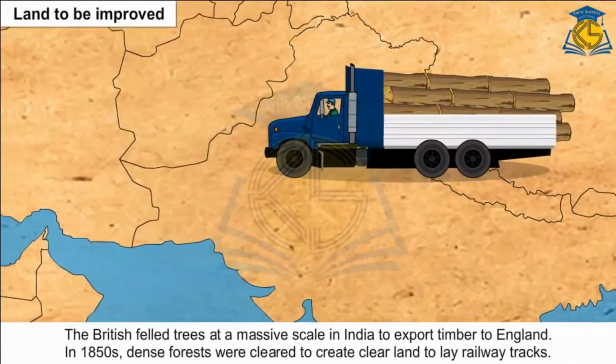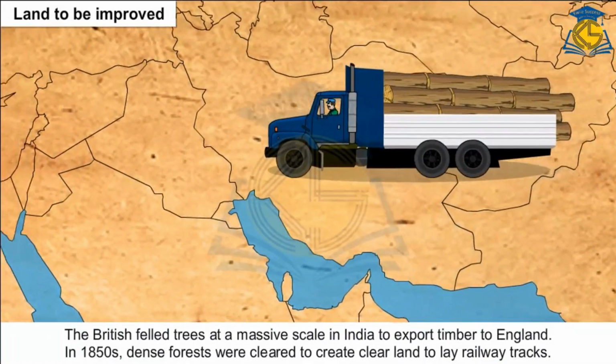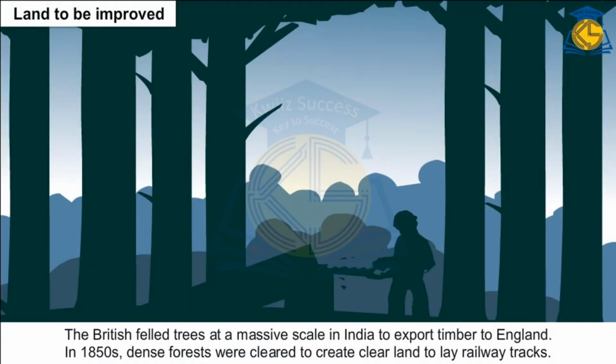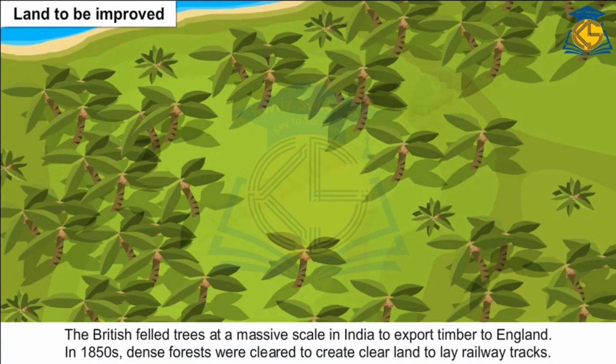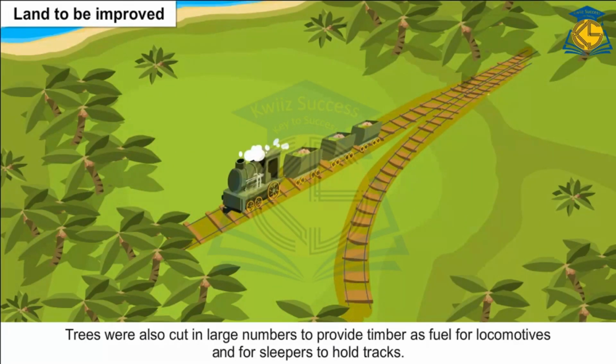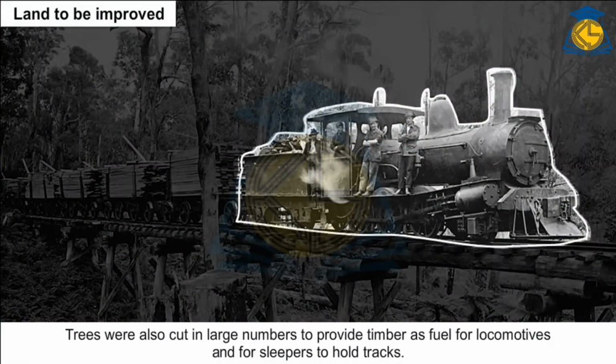The British felled trees at a massive scale in India to export timber to England. In 1850s, dense forests were cleared to create clear land to lay railway tracks. Trees were also cut in large numbers to provide timber as fuel for locomotives and for sleepers to hold tracks.